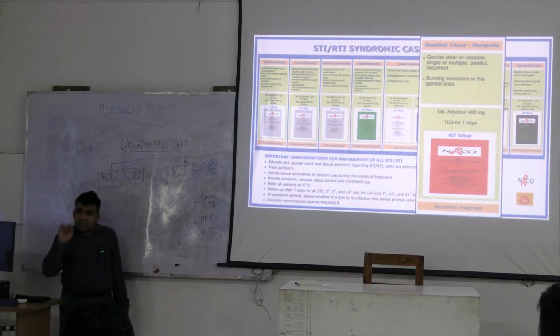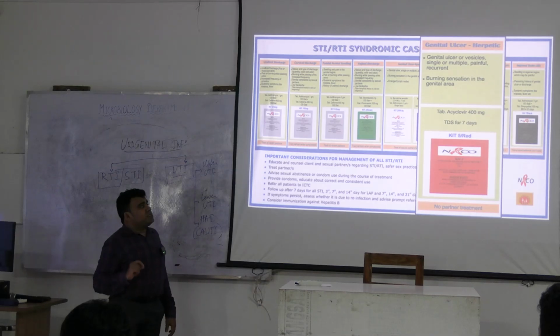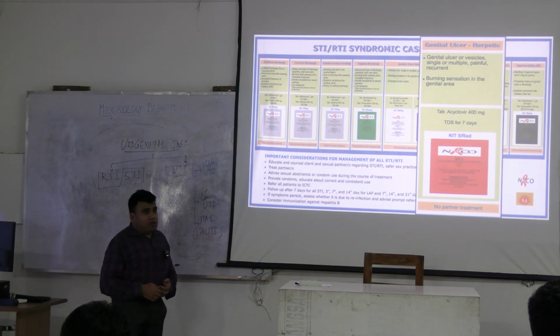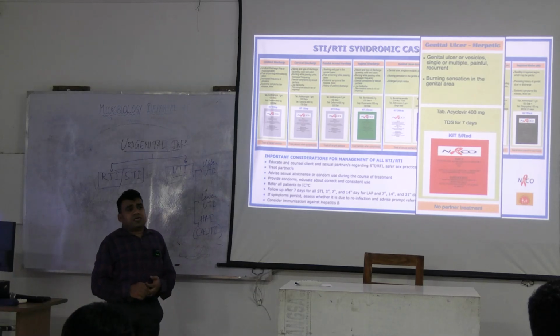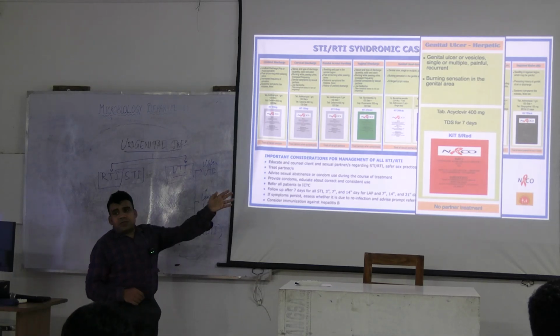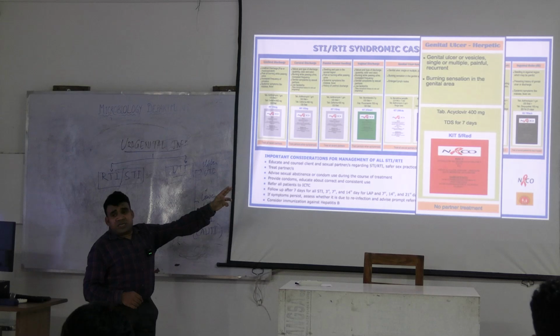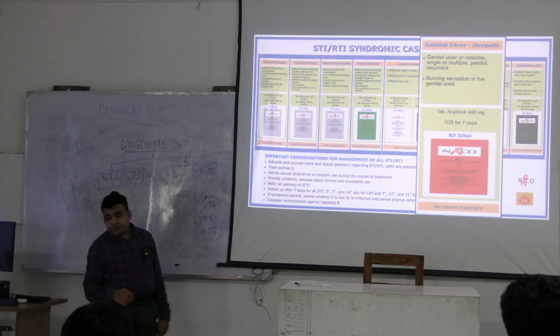Now if the patient has small painful herpes lesion, you have to give anti-herpetic drug. The most common drug is acyclovir. You have to give 400 milligram TDS for 7 days. Obviously এটার নাম হচ্ছে kit number 5 or red color.